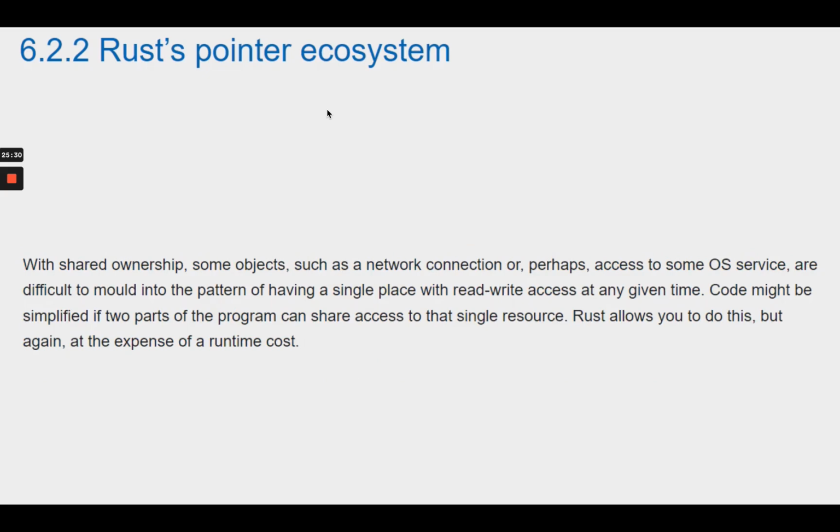With shared ownership, some objects, such as a network connection or perhaps access to some OS service, are difficult to mold into the pattern of having a single place with read-write access at any given time. Code might be simplified if two parts of the program can share access to that single resource. Rust also allows you to do this, but again, at the expense of a runtime cost.